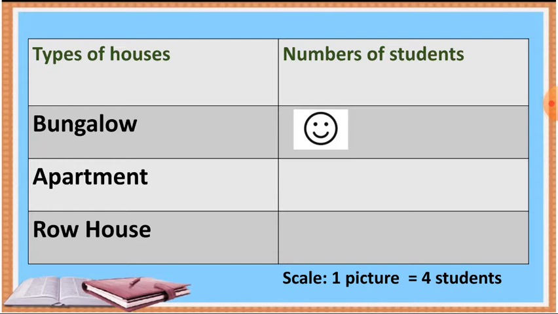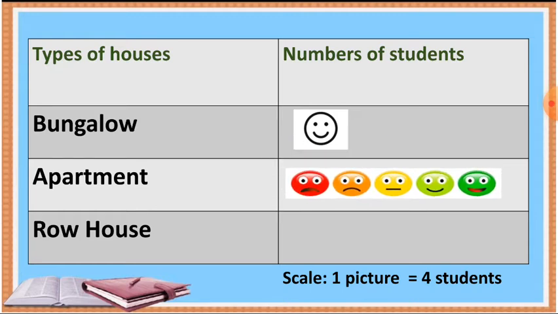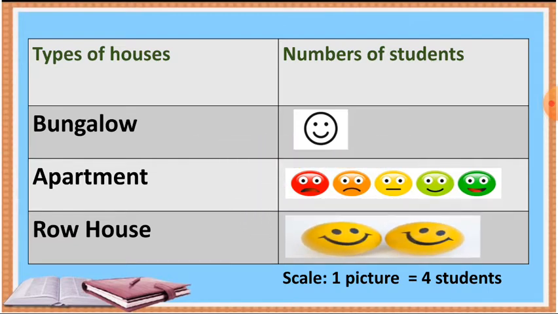In apartment, how many students were living? 20 students. So in the 4 table, 20 comes how many times? 5 times. So here we will take 5 images. See, 5 smileys we have drawn. 1, 2, 3, 4 and 5. Now in row house, how many students were living? 8 students. So in the 4 table, 8 comes 2 times. So here we will take 2 smileys, or we can make 2 smileys.